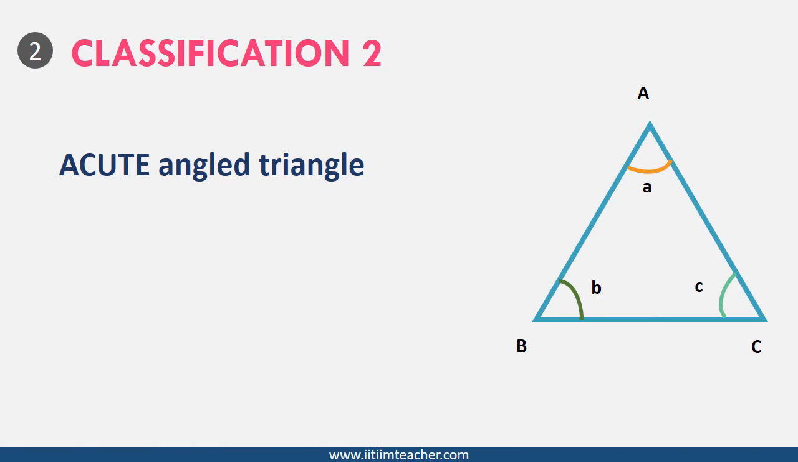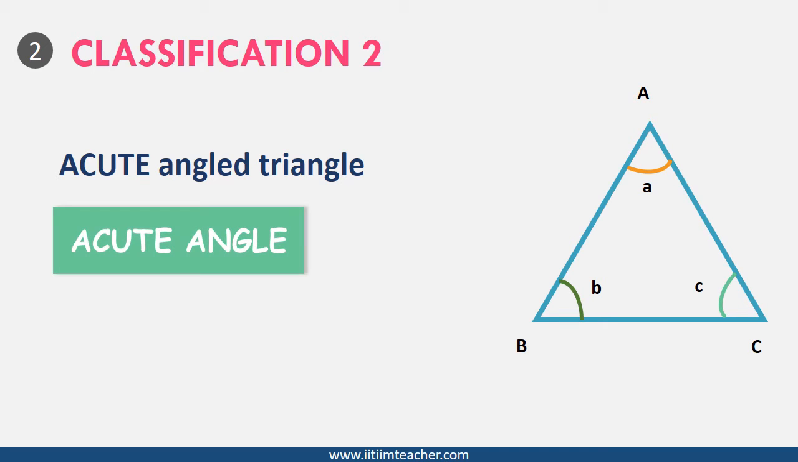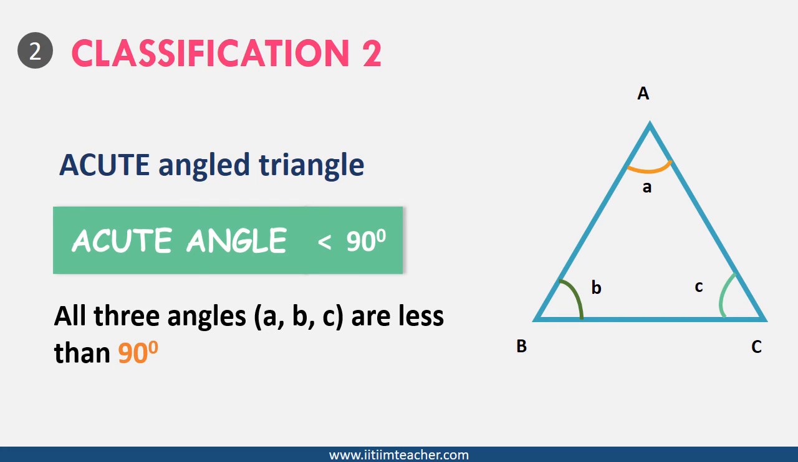Classification: acute angle triangle. Recall, what is an acute angle? Something that is less than 90 degrees. So, if all the three angles of the triangle are less than 90 degrees, such a triangle is called acute angle triangle.